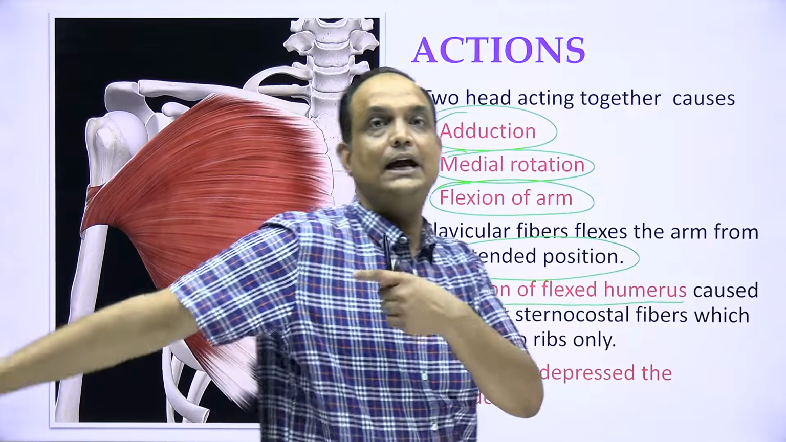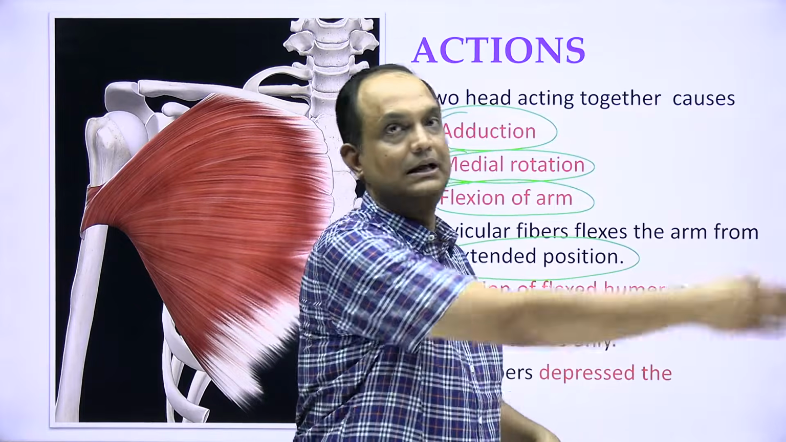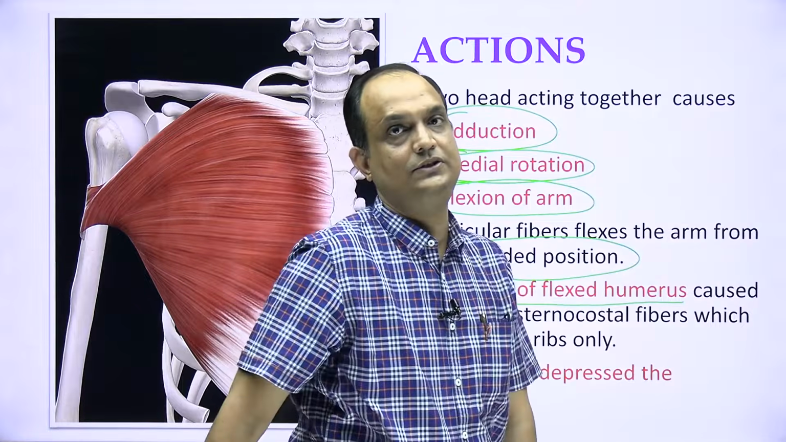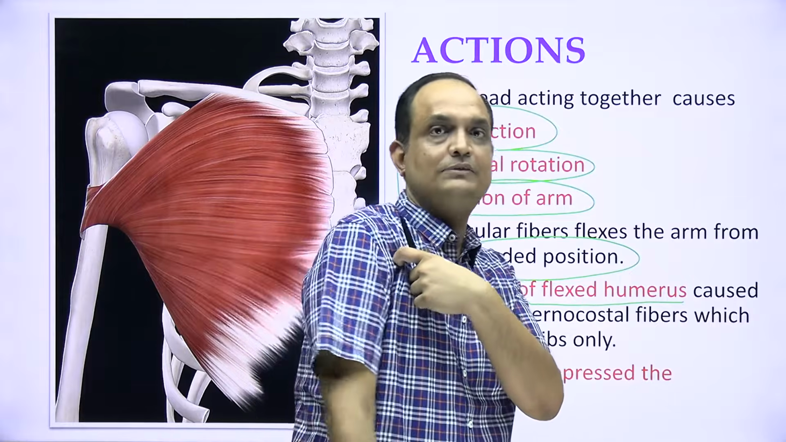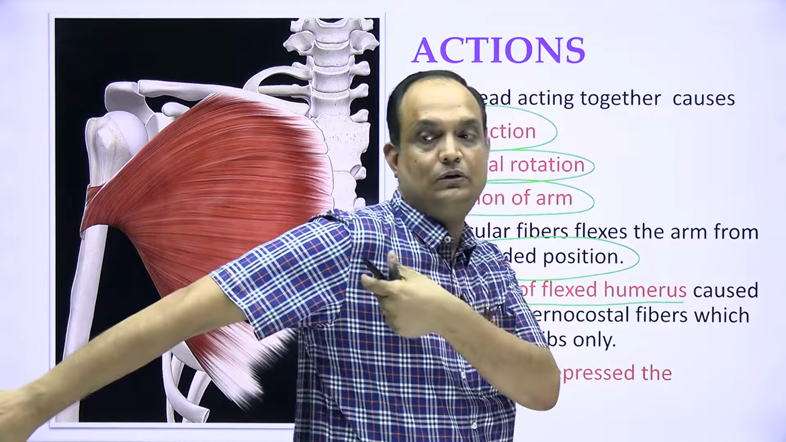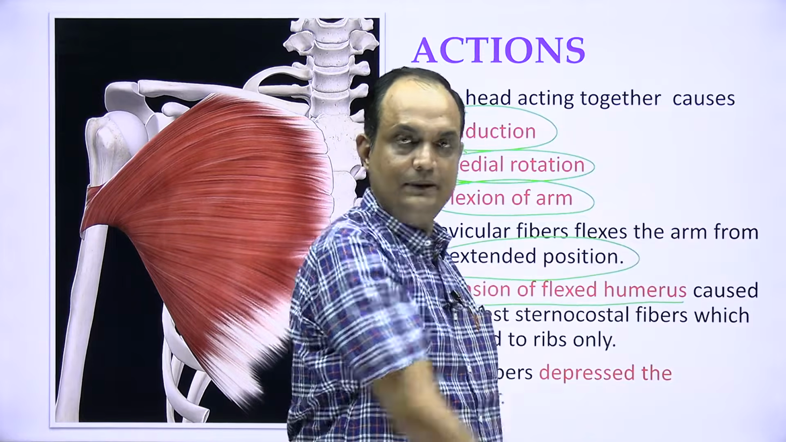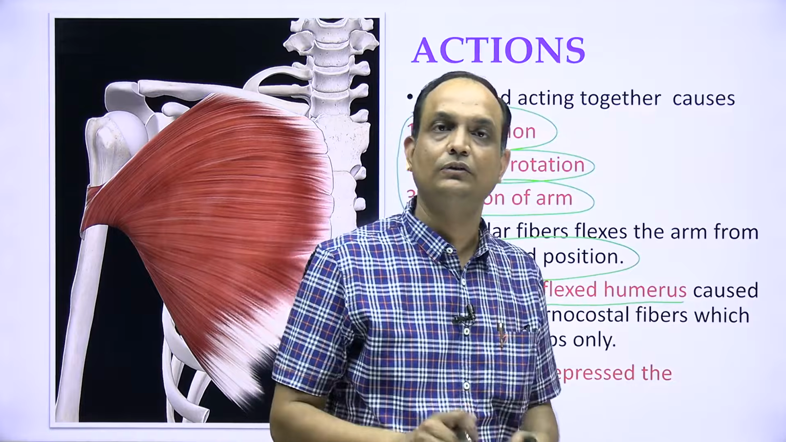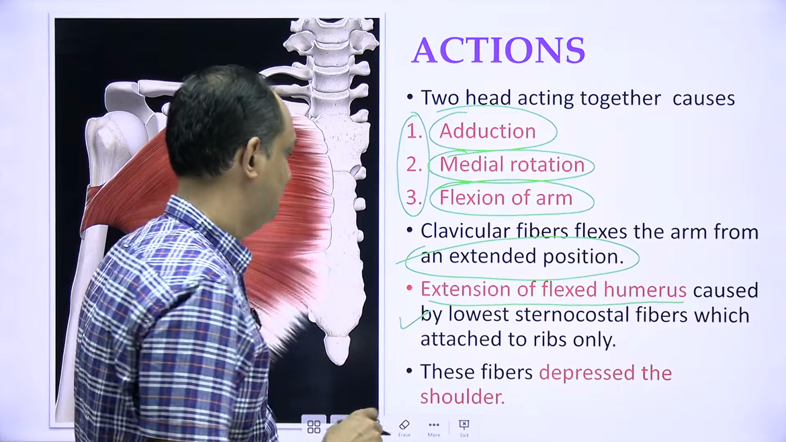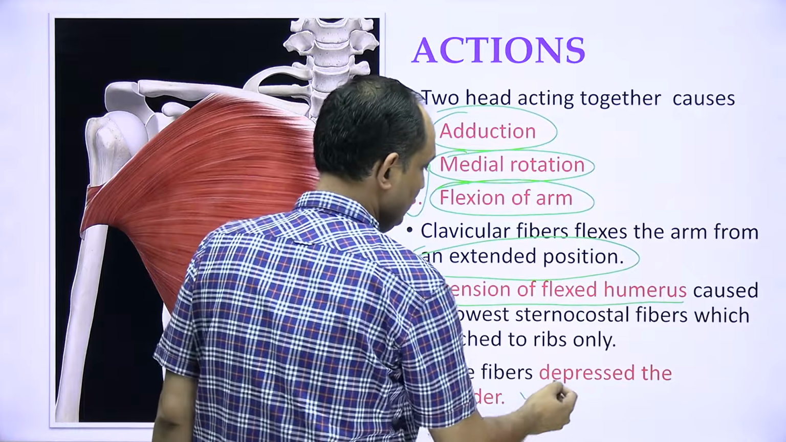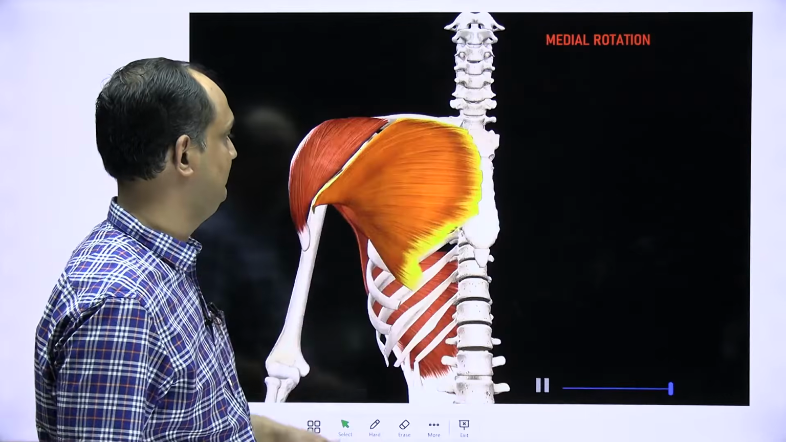So, there are two different actions. One is extended limb being brought into flexion. Second is flexed limb being brought into extension. So, this extended limb is brought into flexion by the contraction of clavicular fibers, and this flexed limb comes into extension by the contraction of sternocostal fibers. Then these lowest sternocostal fibers also cause depression of the shoulder. So, we will see these movements one by one.